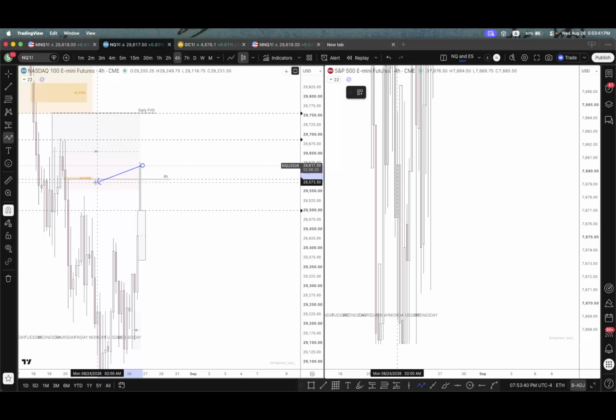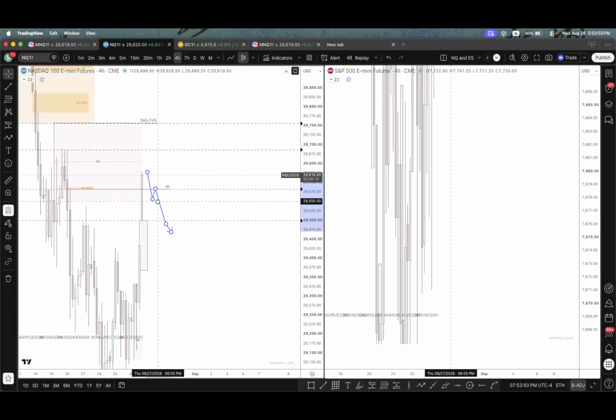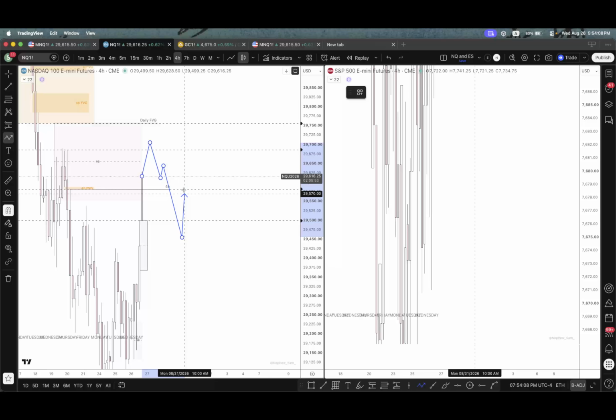Another play is we just end up respecting the 4 hour somehow, and we get a good inversion, good close, and then we can target the vacuum block right here. That's another play. I feel like going from here to here is not going to happen, but it could. Another idea is we take out London highs, and then we get an entry model here, and then we fill the vacuum block, and then we go back up here. This is more unlikely, but could happen, right?